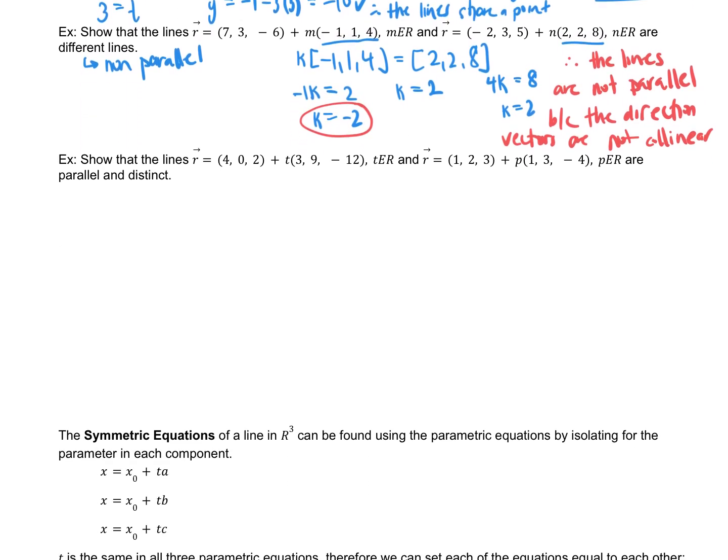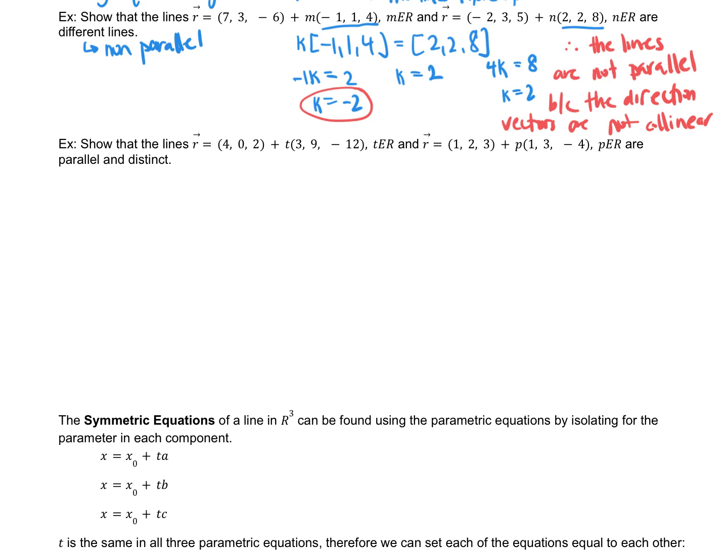For the next one, we're going to prove that the two lines are parallel and distinct. So it's going to be very similar to what we did in the first example. So let's look at our direction vectors. It looks like I could write the second direction vector, 1, 3, negative 4. I can multiply it by 3 to get the first one, or I could have multiplied the first one by a third to get the second. So therefore, the lines are parallel. But are they coincident or are they distinct?